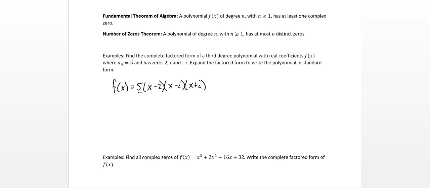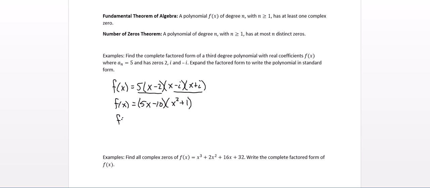So I'm going to multiply two at a time. I'm going to multiply these two, and I'll get 5x minus 10. I'm going to multiply these two. I'll get x times x is x squared. x times i and negative i times x, they're going to cancel out. Negative times a positive is negative. i squared is negative 1, so if I subtract a negative 1.